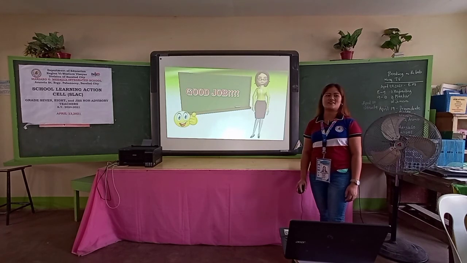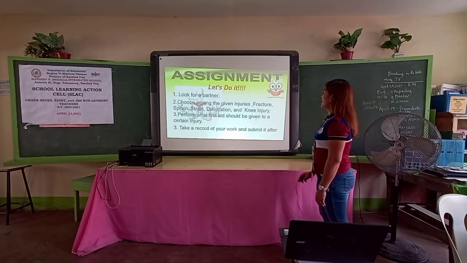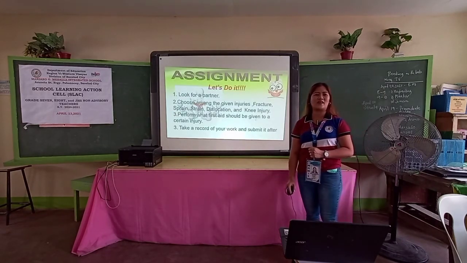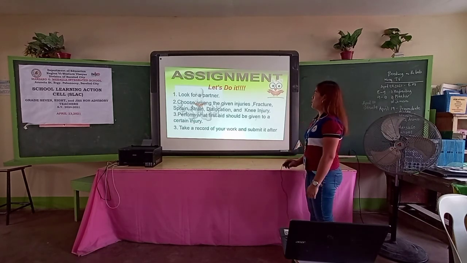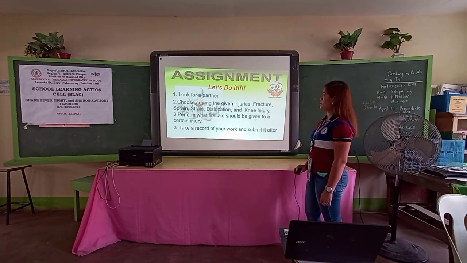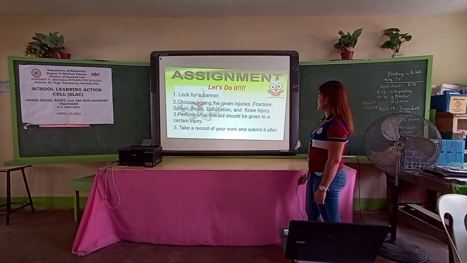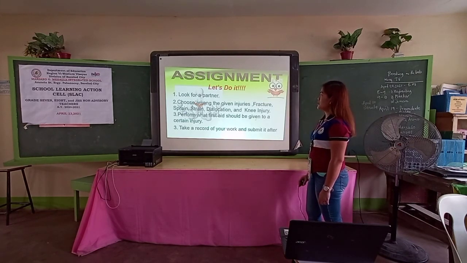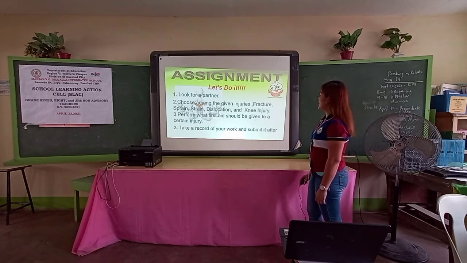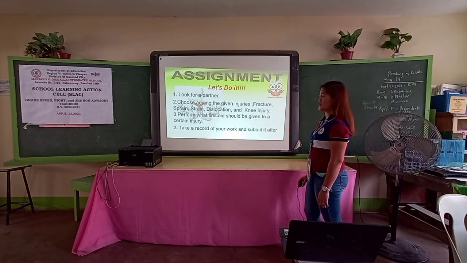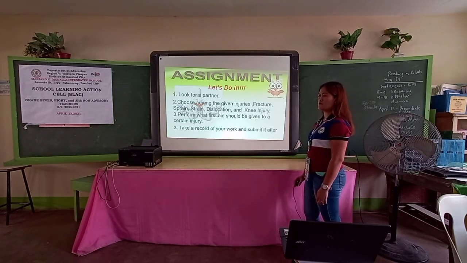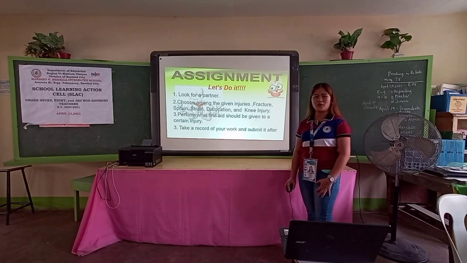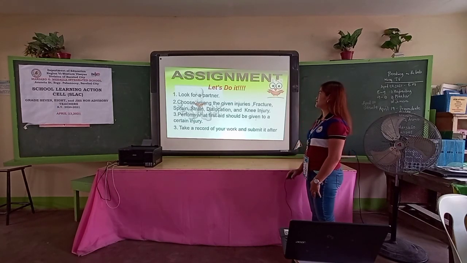That's not the end of it. We still have one more activity to do. And that is your assignment. Let's do it. I know you can make it at home. What you're going to do is to look for a partner, choose among the given injuries like fracture, sprain, strain, dislocation, and knee injury. Then, perform what first aid should be given to a certain injury. Take a record of your work and submit it after. Is that okay? Very good.